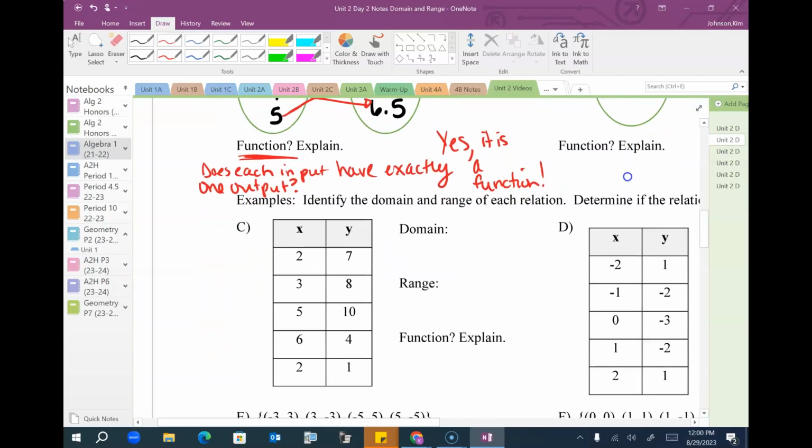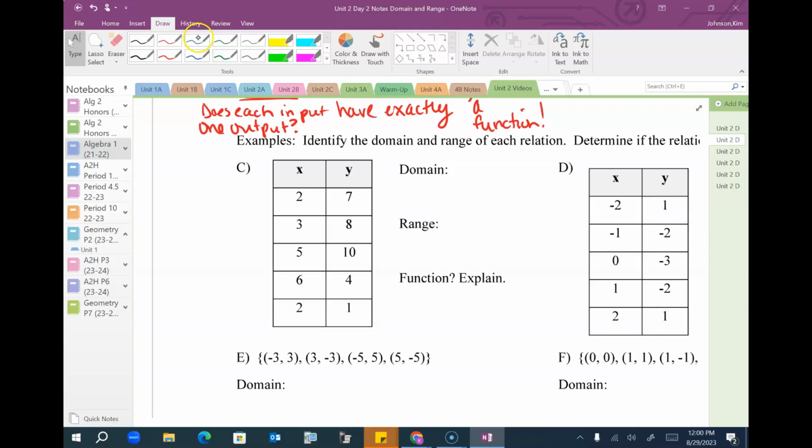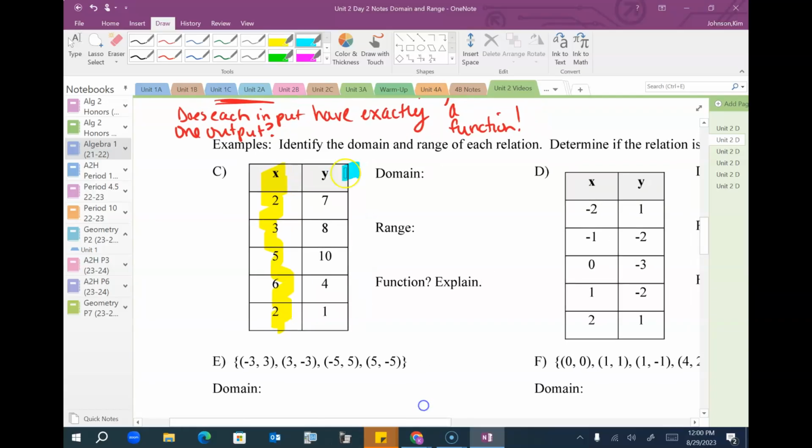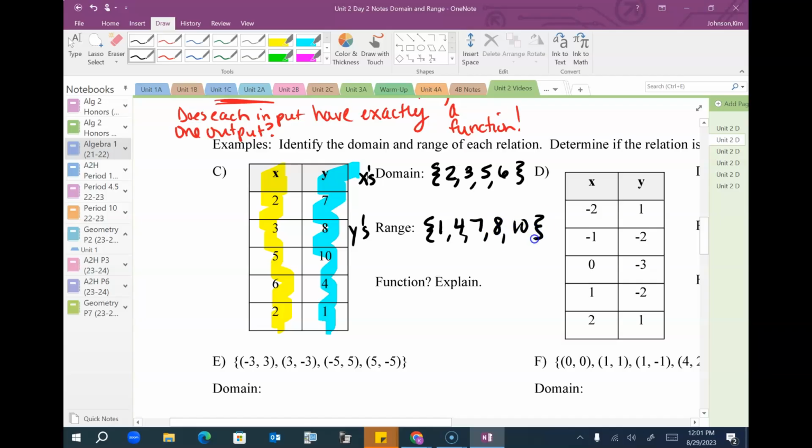All right. If this is listed out in table format, it makes it a lot easier, honestly, because our x's are all in the left side of the table and our y's are listed in the right side of the table. So for our domain, we go ahead and list out all of our x's in order from least to greatest. The smallest number is 2, then 3, then 5, then 6. Again, you don't need to relist repeats, so the 2 only needed to get listed once. Okay, the range, go ahead and list out your y values in order from least to greatest. So we go 1, then 4, then 7, then 8, then 10.